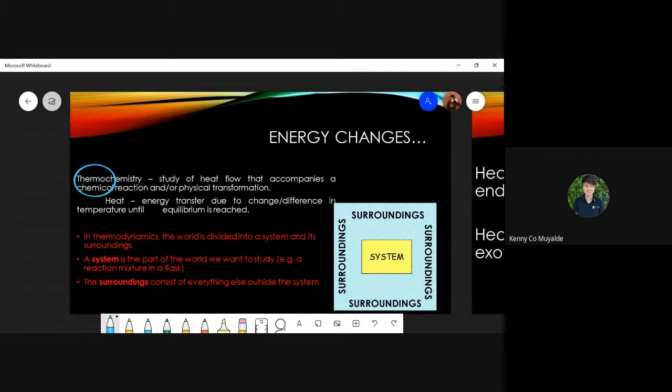Okay? Now, in thermodynamics, dynamics meaning movement, thermo meaning heat. So this is how heat moves based on the chemical reaction. The world is divided into two, the system and the surrounding. So when we say system, this is the part of the universe na pinag-aaralan natin or kung saan tayo nakafocus.